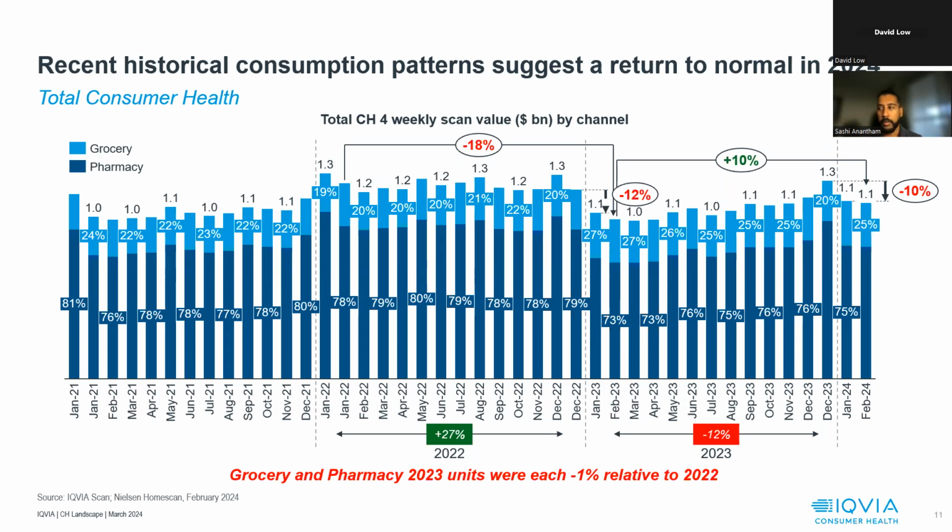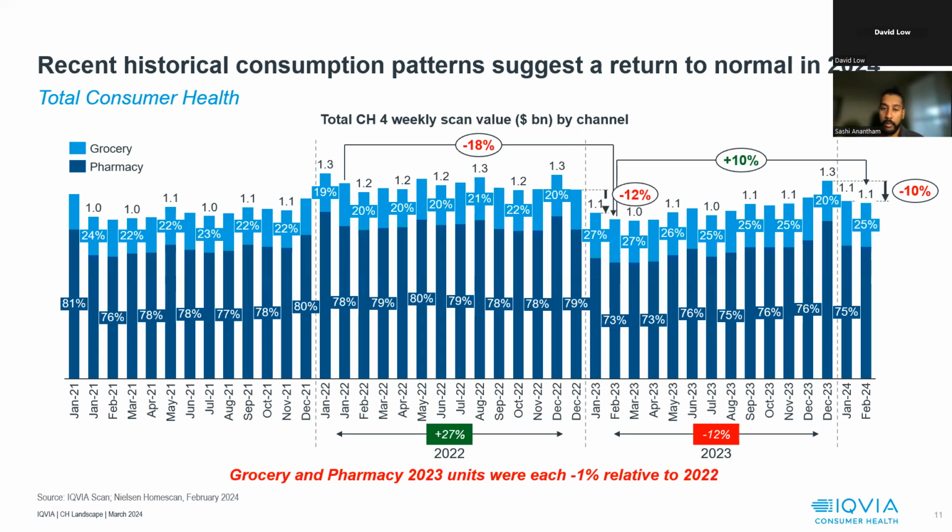As you can see at the bottom, 2023 shrunk by about 12% in value terms relative to 2022, and units also commensurately shrunk by about 1% for both pharmacy and grocery. However, as we roll through 2023, the year starts off smaller, with a 12% drop from December, and then it picks up and peaks in December 2023, roughly to the same amount that we saw the peaks of consumption in December 2022, and of course in 2021.